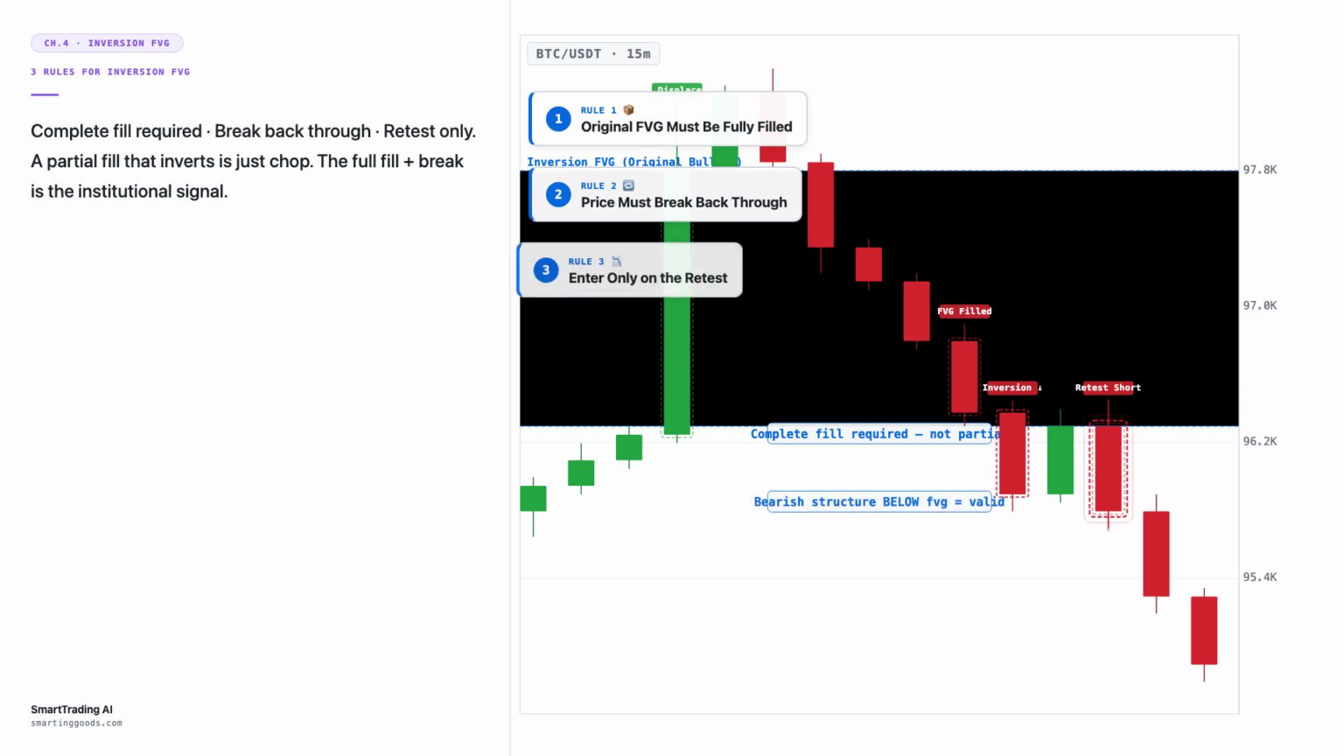3. Enter only on the retest, not the break. The break gives the signal. The retest gives you the entry. Chasing the break puts you in at the worst possible price.